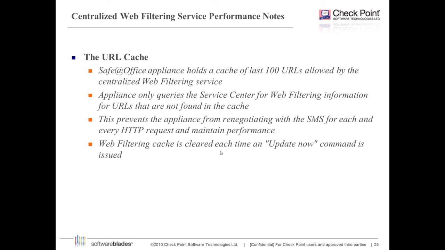The URL cache. The SafeItOffice appliance holds a cache of the last 100 URLs allowed by the centralized web filtering service. The appliance only queries the service center for web filtering information for URLs that are not found in the cache. This prevents the appliance from renegotiating with the SMS for each and every HTTP request and maintains performance. The web filtering cache is cleared each time an update now command is issued.